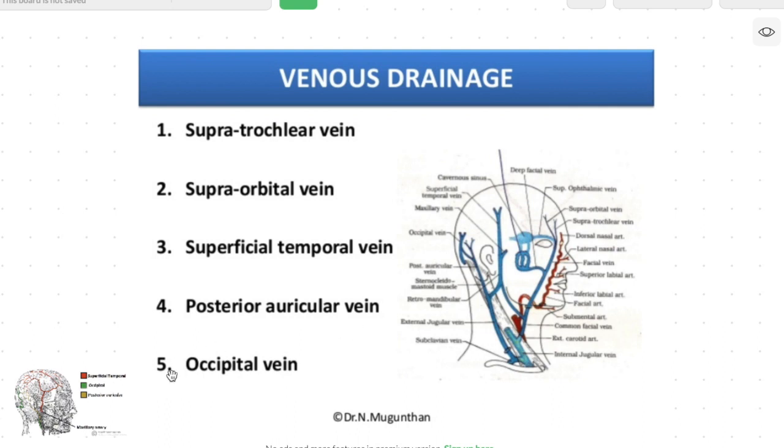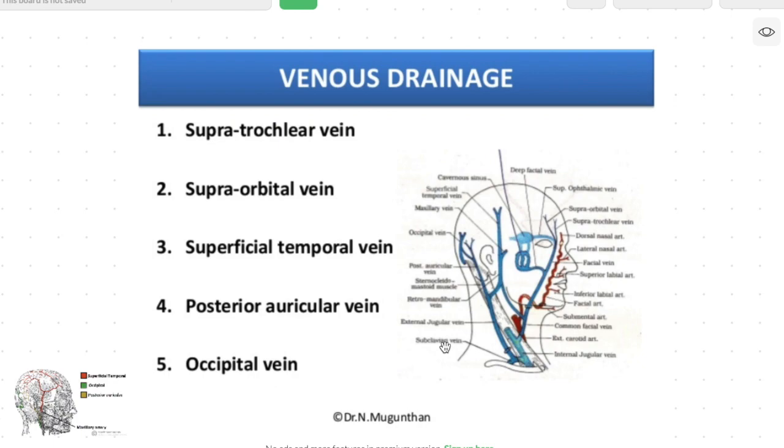And the deep, which is your temporal region of the skull, is actually drained by the pterygoid venous plexus, which is not shown here in this picture. The pterygoid venous plexus is a large plexus of veins situated between your temporalis and your lateral pterygoid muscles, and it also drains into the maxillary vein.